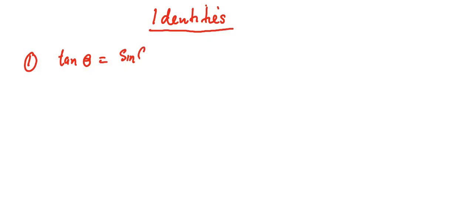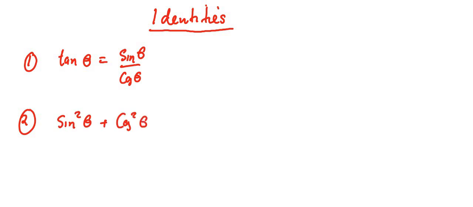So we said we're looking at identities. Identities are just rules. These are just basic rules that show us how these functions are related. You already know the first one that we discussed. We said tan theta is the same as sine of theta over cos of theta. We already proved this.